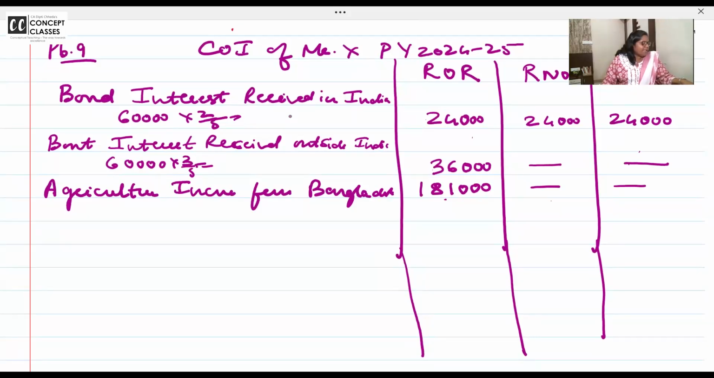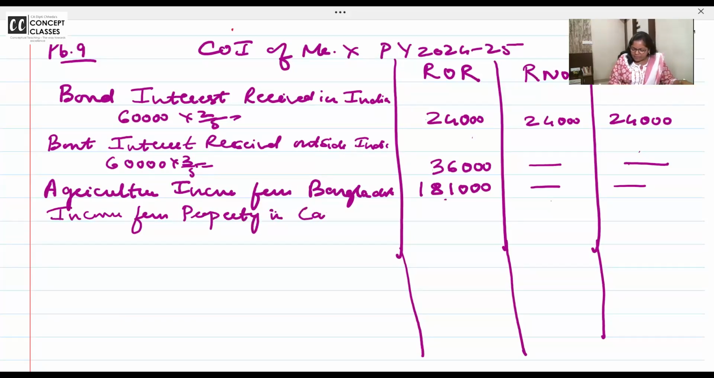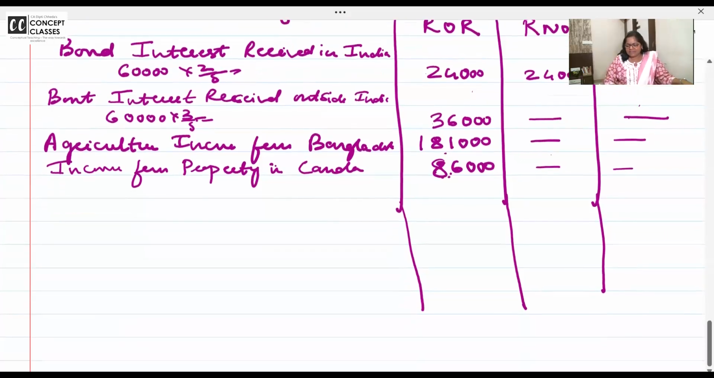Income from property in Canada. Received also in Canada. 76,000 is used there. 10,000 is later remitted to India. Income from property in Canada, received outside India, accrued outside India. Only for the first one, it's taxable.